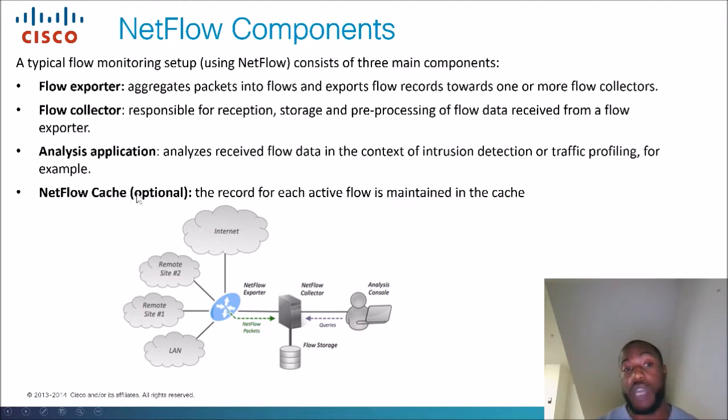Then we have the NetFlow cache, which is optional. In this architecture right here, it is known as the flow storage. So this is where we can store our NetFlow captures. Again, this is optional. This is the record of each active flow that is maintained in the cache, or again, the flow storage. We don't necessarily have to store all of our data because we're collecting data all day long, and that can be a lot of storage we're using up.